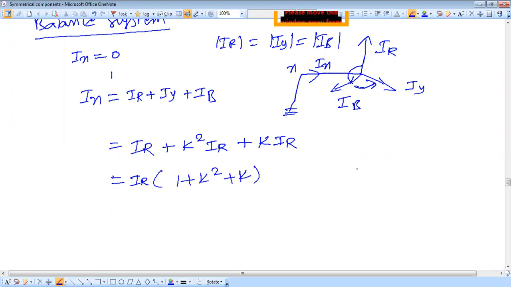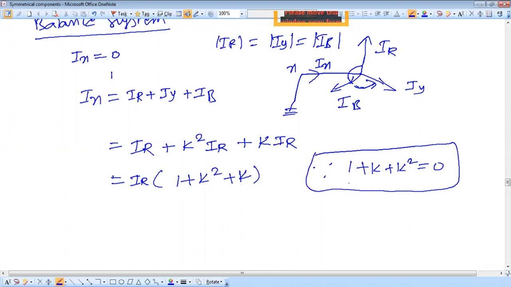Already we proved that 1 plus K square equal to 0 in the previous class. Again we can check. Substitute all values of K and K square value, that 1 plus K square equal to 0. So that what will we get? 0. This is the proof how in the balanced system the current through the neutral will be 0.